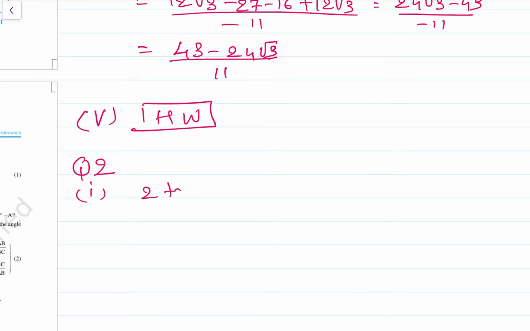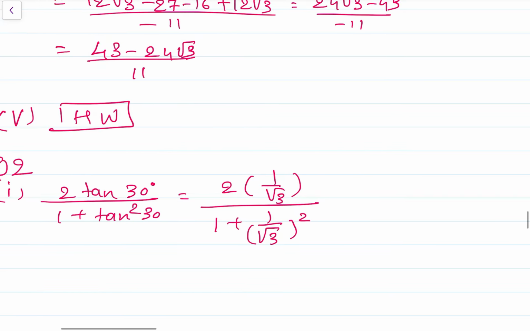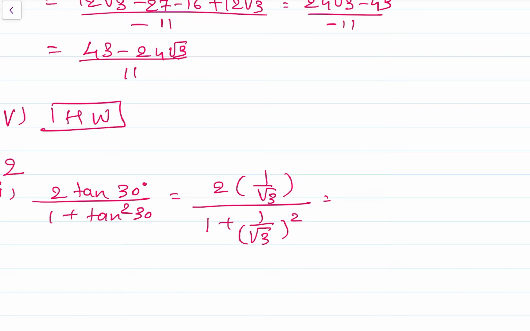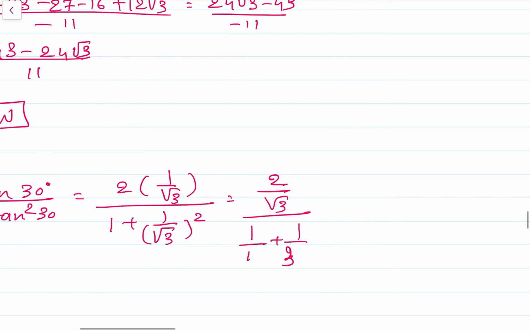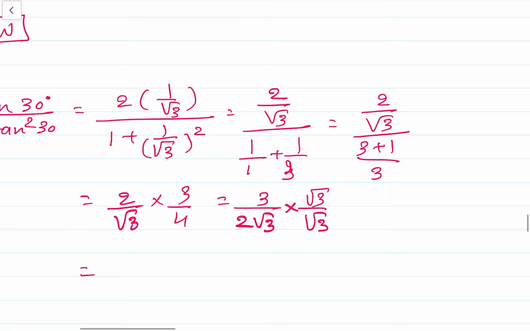first one, 2 tan 30 upon 1 plus tan square 30. Replacing the values, 2 into 1 upon root 3 upon 1 plus (1 upon root 3) whole square, which you get as 2 upon root 3 whole upon 1 plus 1 upon 3. Applying LCM, we get 2 upon root 3 upon (3 plus 1) upon 3, which is equal to 2 upon root 3 into 3 by 4, which is 3 upon 2 root 3 into root 3 upon root 3. So we get this equal to 3 root 3 upon 2 into 3, which is root 3 upon 2.